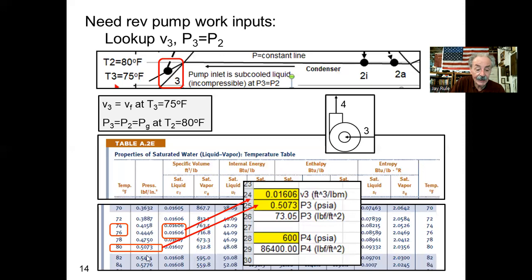Whew, that's a lot, but I was able to write down P3 is 0.5073 pounds per square inch absolute. That is a low absolute pressure compared to 1 atmosphere. Also I wrote down, well, what's P4? I'm going to need that for my reversible work. P4 is 600 pounds per square inch absolute. Now we've got some engineering calculations to do. We've got our properties, now we've got to do our engineering calculations.